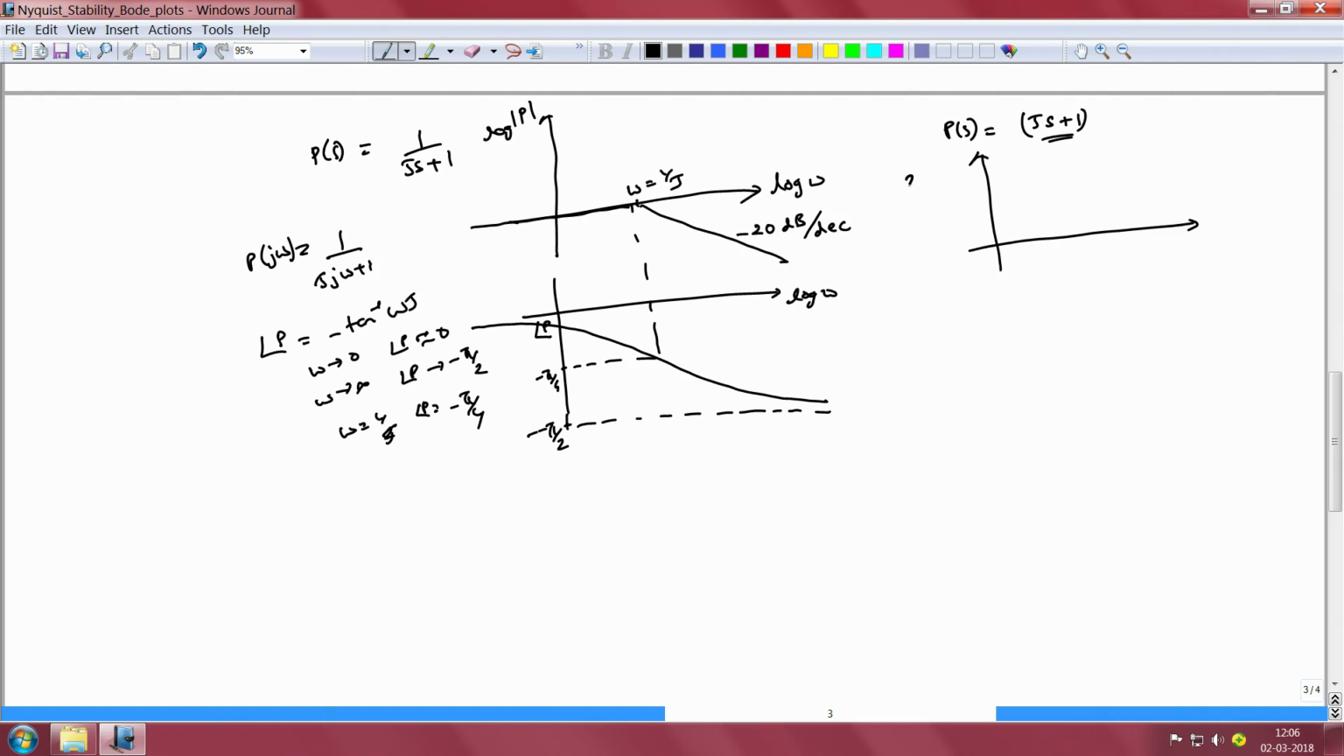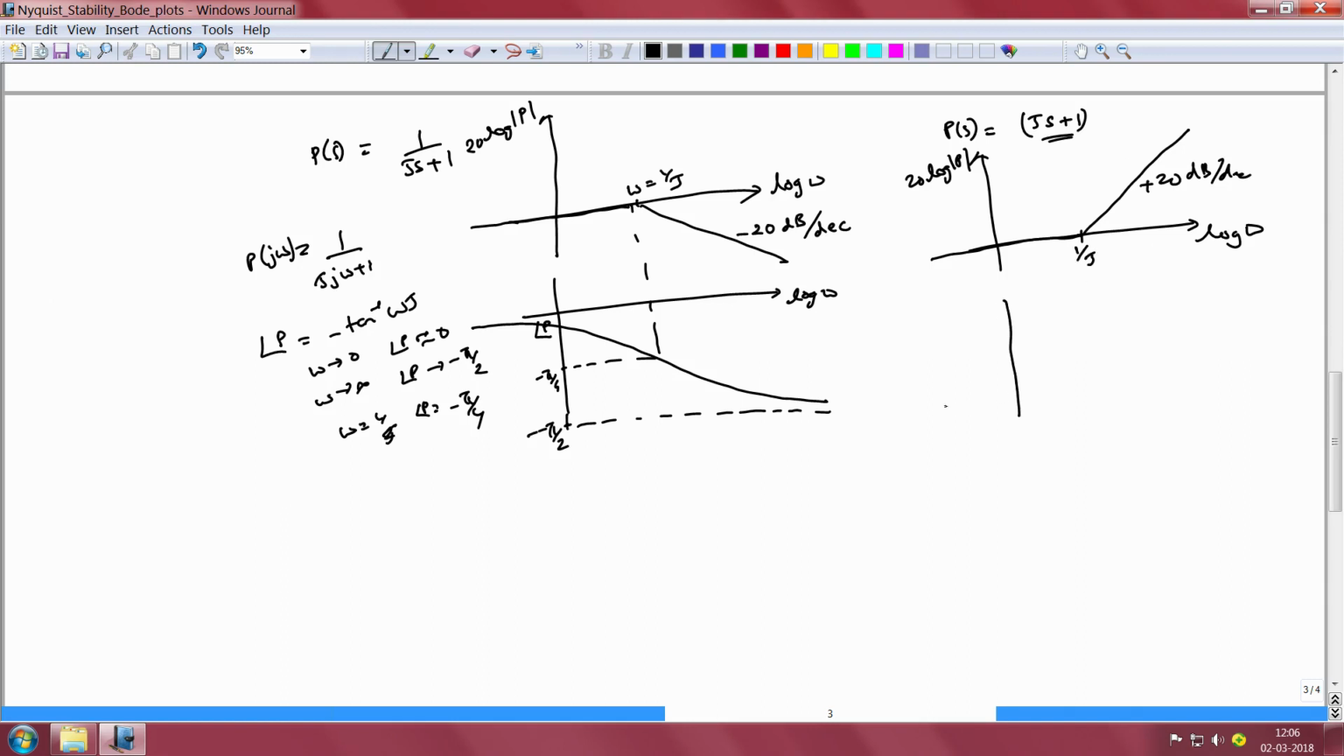We would have 20 log magnitude of p, so there should be a 20 here also on this graph, and log of omega, and we see that with very similar arguments we can show that up to omega equal to 1 by tau, the magnitude characteristic of p is a horizontal line coincident with the real axis, it is at 0 dB, and the asymptotic Bode plot has an upward slope, is a straight line with a slope of plus 20 decibels per decade beyond omega equal to 1 by tau.